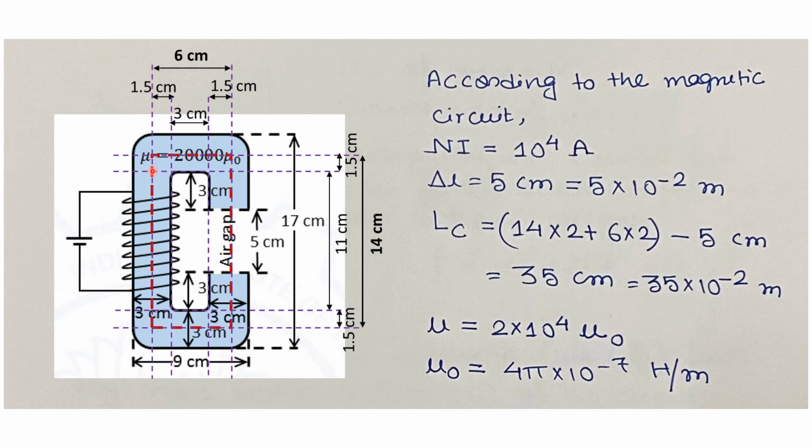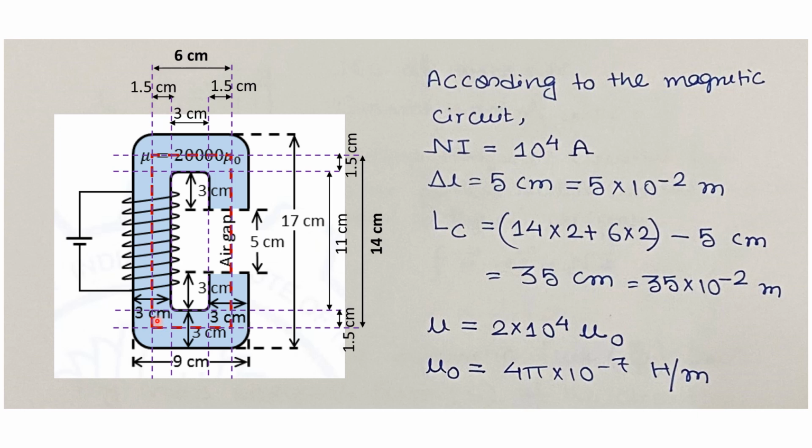Now for this closed path, we will first calculate the length of the longer side. As you can see, from here to here the length is 3 cm, so for this closed path this length is half of that, that is 1.5 cm. From here to here it is 3 cm, and from here to here it is the length of the air gap, that is 5 cm. Again this part is 3 cm, and similarly the remaining part will be 1.5 cm. If we sum up all of the lengths, we get the length of this side as 14 cm.